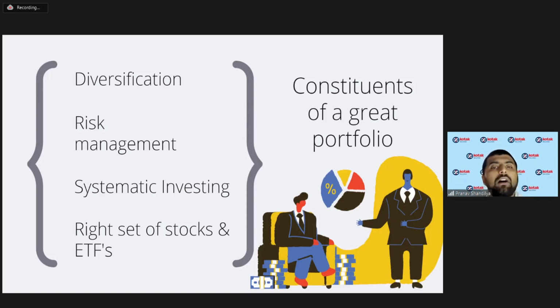And the next, of course, is naturally going to be selecting the right set of stocks and ETFs and avoiding a lot of junk stocks that have managed to somehow list themselves on BSE and NSE these days. So if we follow these four criteria without question when we are designing a portfolio, these are the four checklists that we need to have.